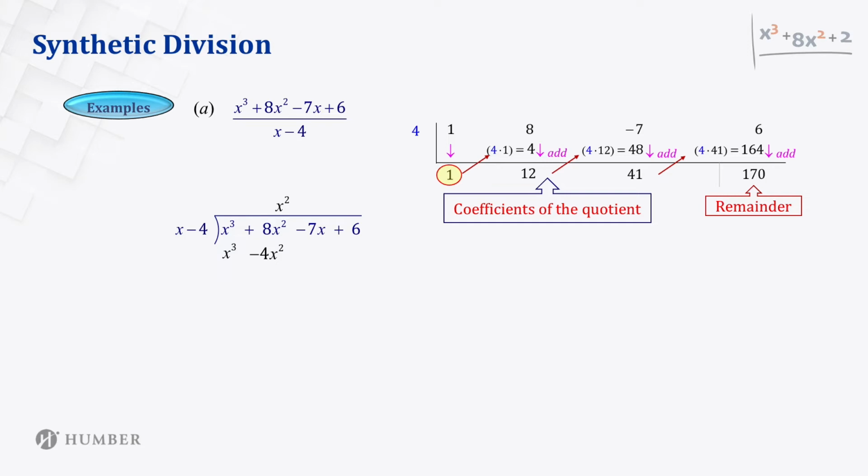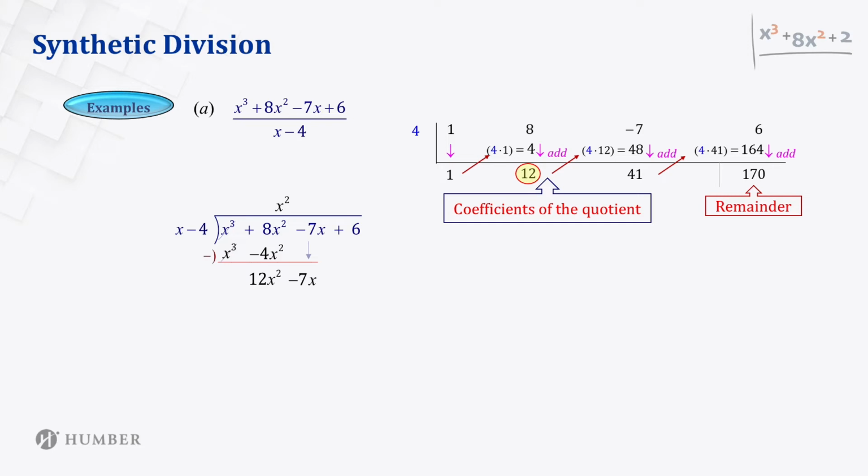Now we need to subtract this. The x cubes are cancelled out, and change the sign of 4x squared to positive. So we are left with 12x squared. And bring down the next term, negative 7x. Again, we see the same coefficient 12 from synthetic division. Remember that in regular long division, we subtract, but we add in synthetic division, since we use the opposite sign of the constant of the divisor.